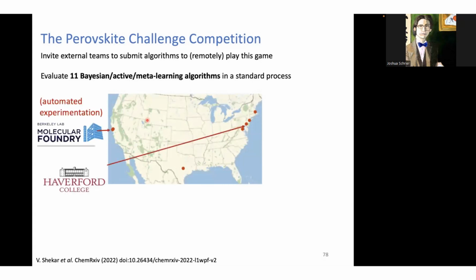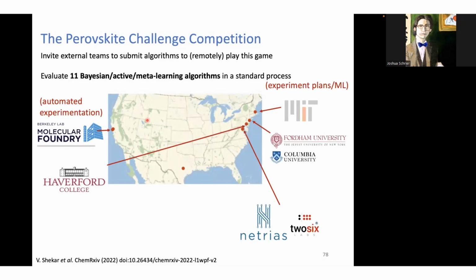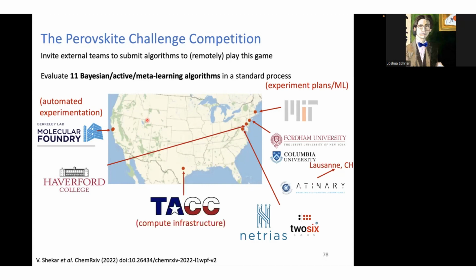The experiments were performed either at Berkeley Lab or at Haverford College, where we had the robots. We got experiment plans from a variety of people: some folks at MIT, us, some friends in the statistics department at Columbia. A couple of companies contributed too, including one in Switzerland that does chemistry experiment planning software. These teams contributed experiment plans, and the Texas Advanced Computing Center gave us compute time to allow people to crunch their models.